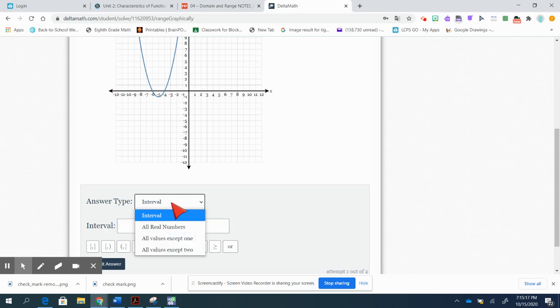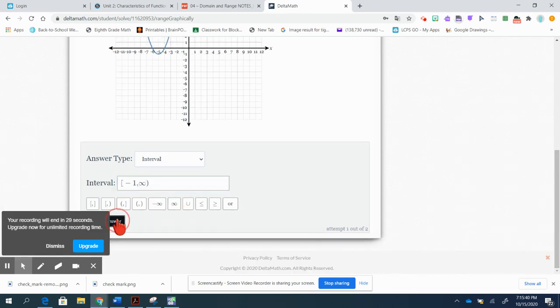Let's see. That's not going to be it. Let's go here and get there we go. So it includes -1, I'm sorry, not -5, -1, and then goes all the way up to +infinity with a parenthesis.